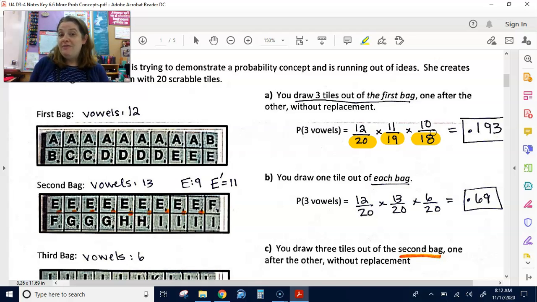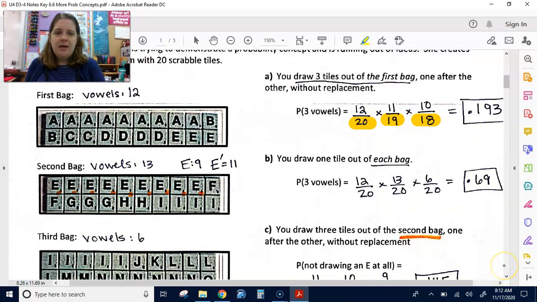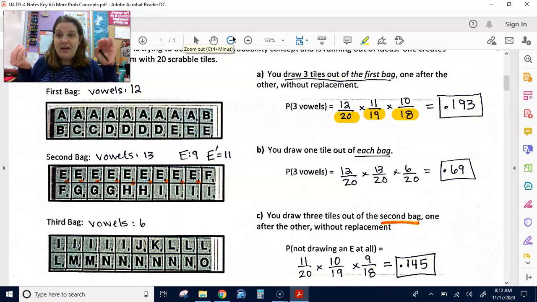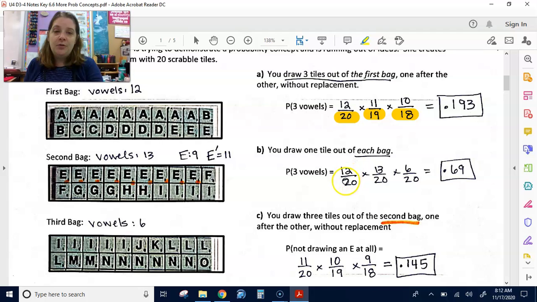What if I want to get 3 vowels, but I'm drawing 1 tile out of each bag? In that case, there are 13 vowels in the second bag, and there are 6 in the third. These probabilities are going to be independent, because whether or not I get a vowel in the first bag shouldn't affect the probability in the second bag. So the probability is, notice I've got 20 and 20 and 20 here.